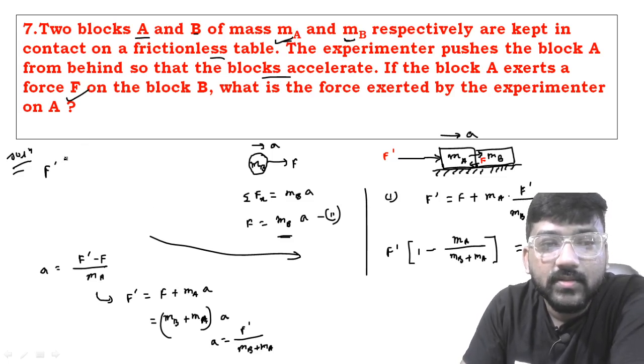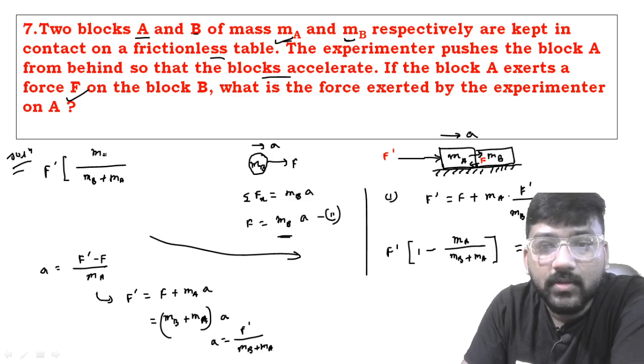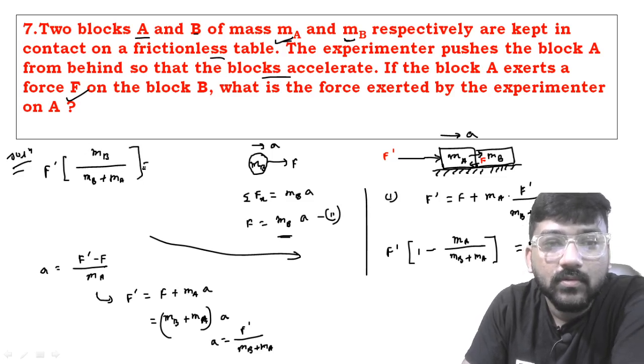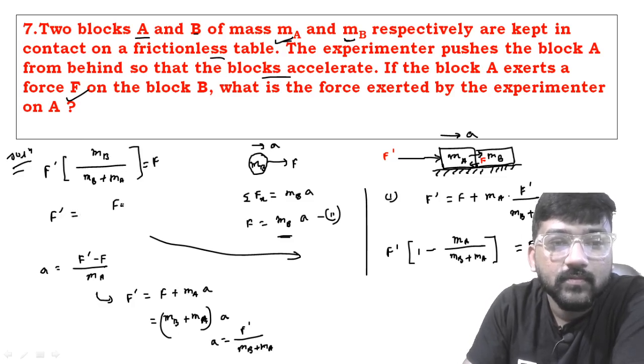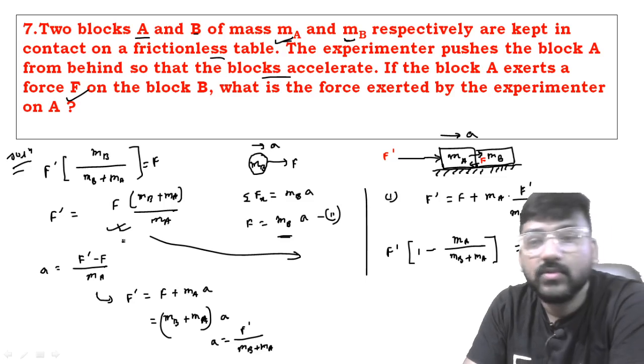So f dash into just this is mb plus ma, and it will be just mb f. So f dash is equal to just f into mb plus ma divided by ma. This will be your answer to this problem.